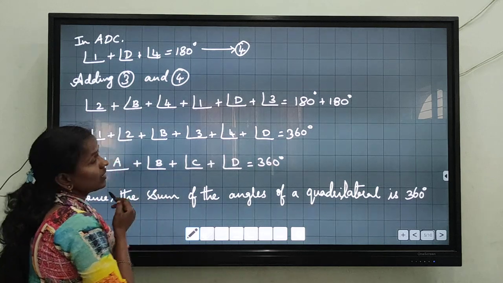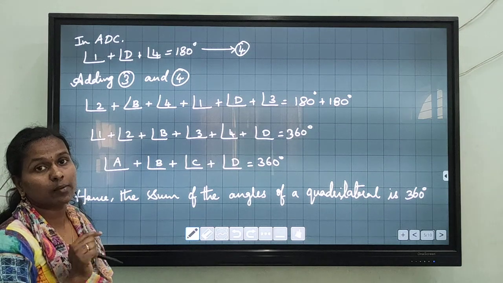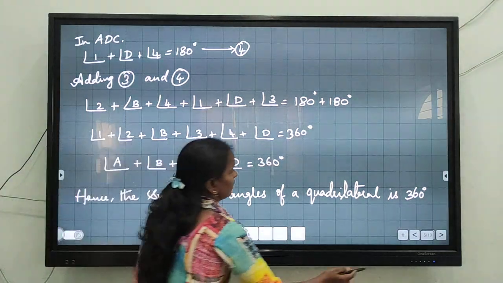Angle 4, you know, is also equal to 180 degrees. So I am writing here 180 degrees. I am taking that as equation number 4. Now I am going to add equation number 3 and equation number 4.